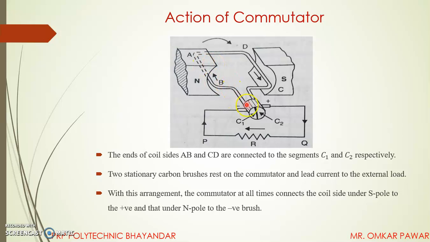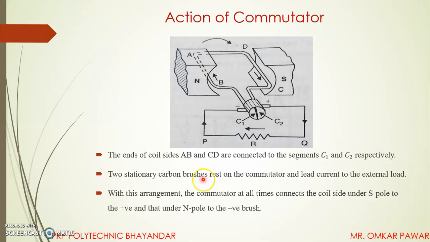This is a basic diagram of how the commutator is connected. This is a single loop turn, and one part is connected to the segment C1 and the other part is connected to segment C2, which creates a positive supply here and negative supply here. The coil sides A and B, and C and D, are connected to the segments C1 and C2 respectively. That is, the coil side AB is connected to C1 and the coil side CD to the segment C2.